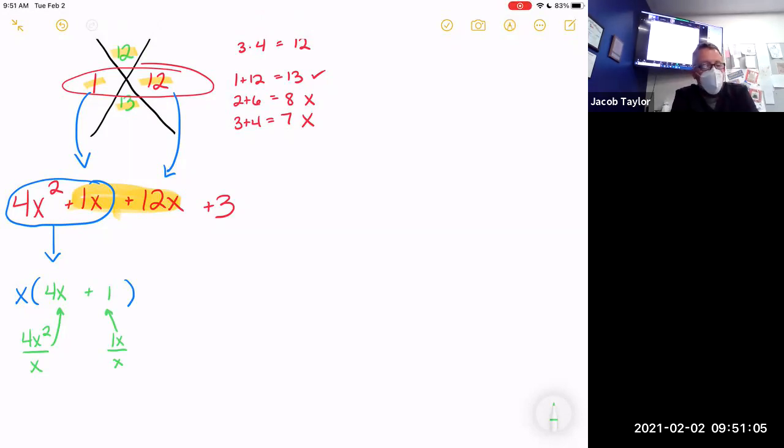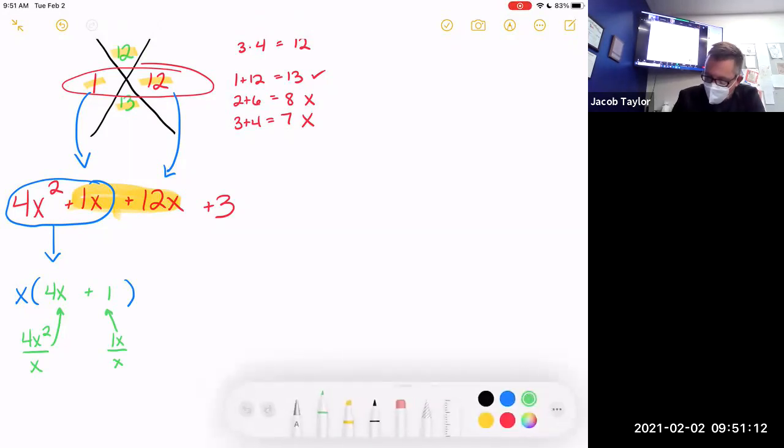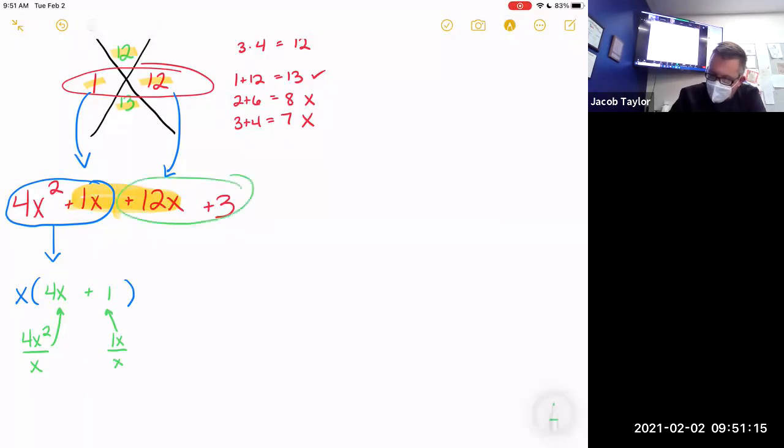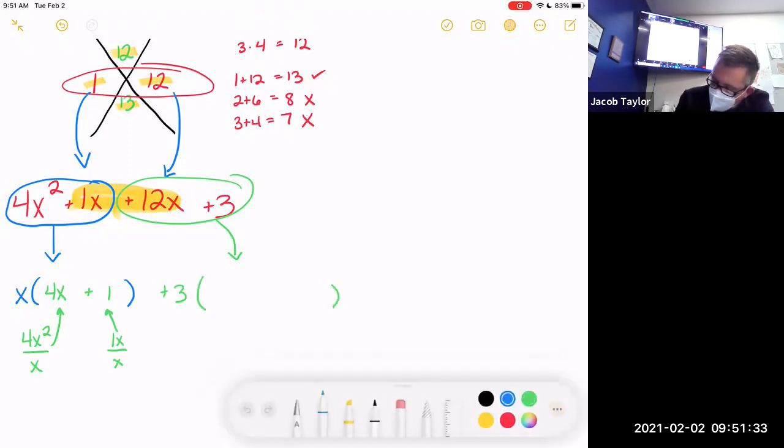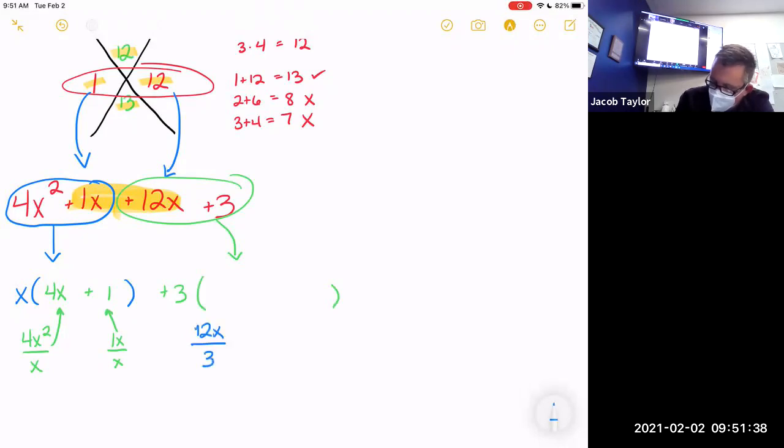So if I know what I'm doing, that's iffy, then whenever I group the second pair, the 12x plus 3, they should also end up with a 4x plus 1 in parentheses. Let's see if they do. So 12x and 3, what is the greatest common factor? Yes, ma'am. Positive 3. Very good. So what should go in the parentheses? Well, we'll take our 12x and divide by our greatest common factor.